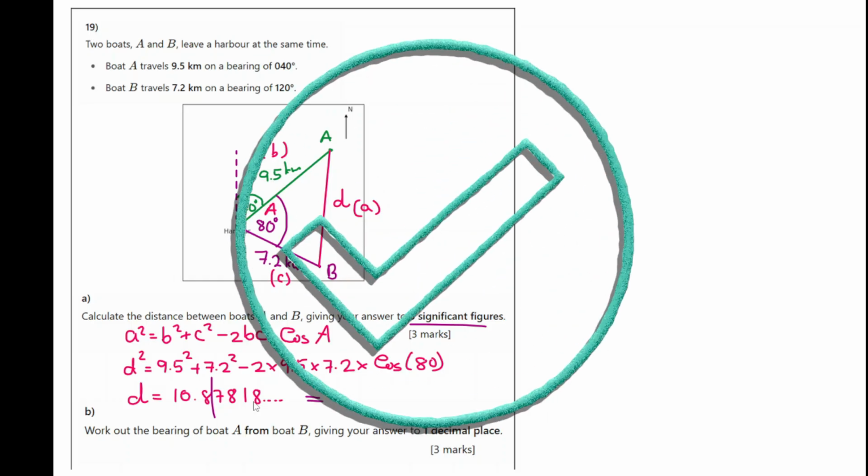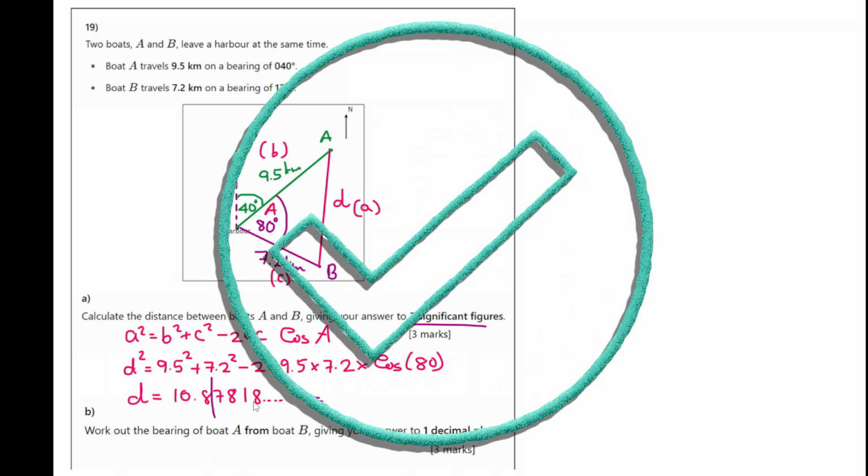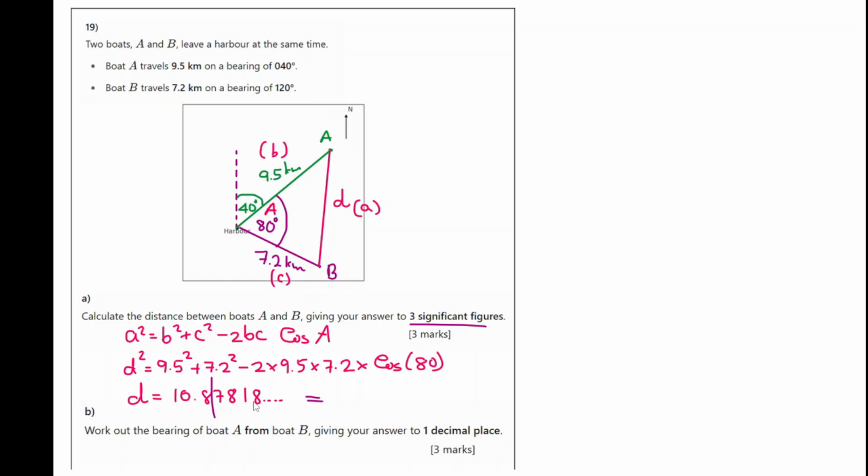So let's do this rounding here. So this is 7. Obviously, I need to add 1 to this one. So my answer is 10.9 kilometers. Part B. Work out the bearing of board A from board B, giving your answer to 1 decimal place.